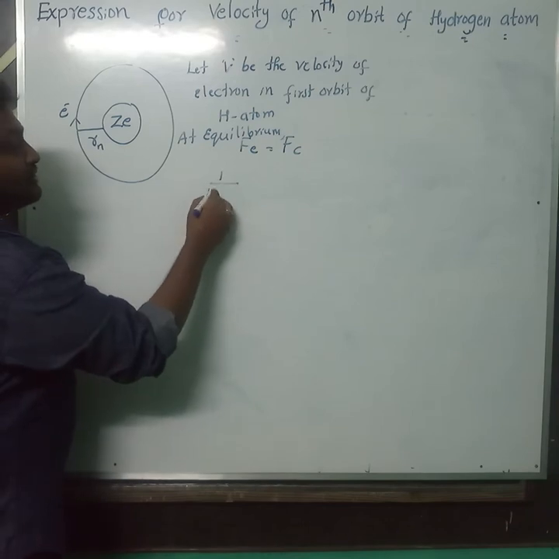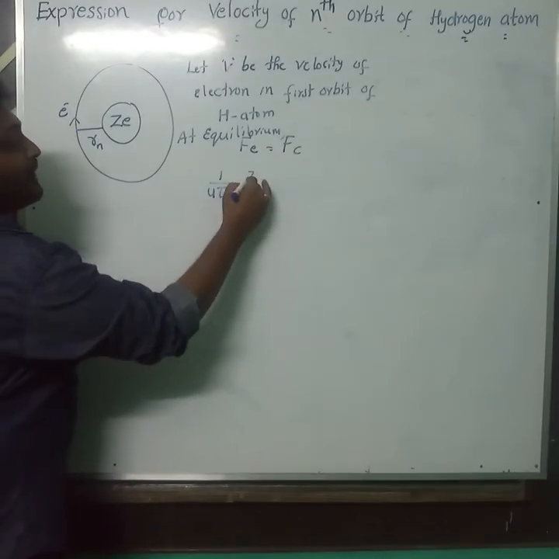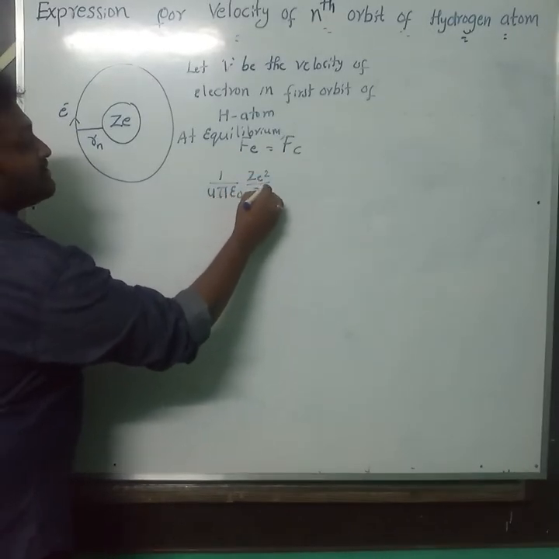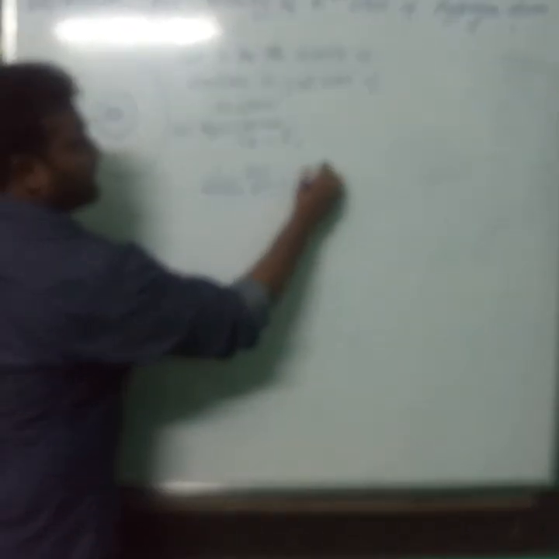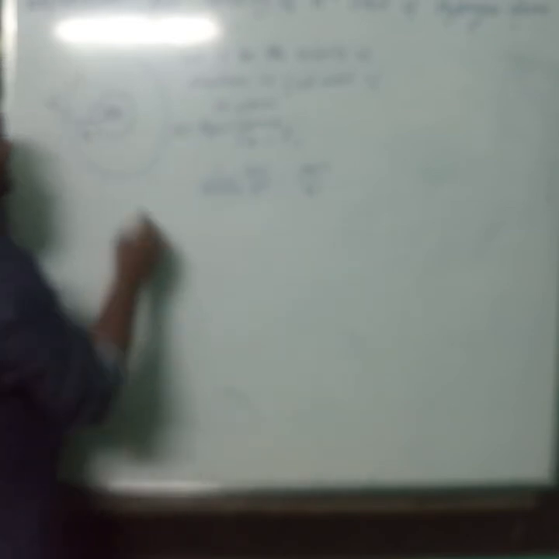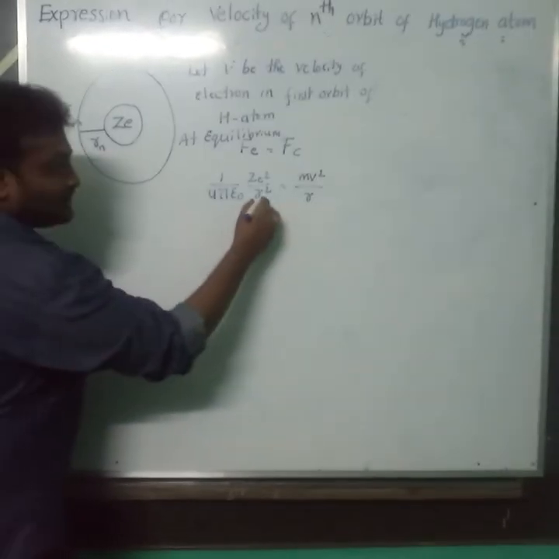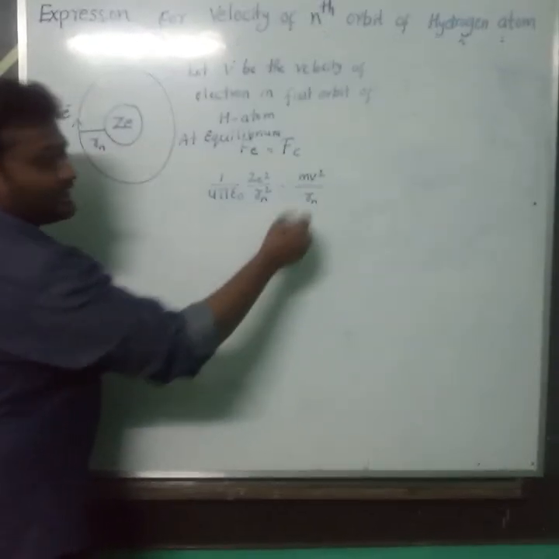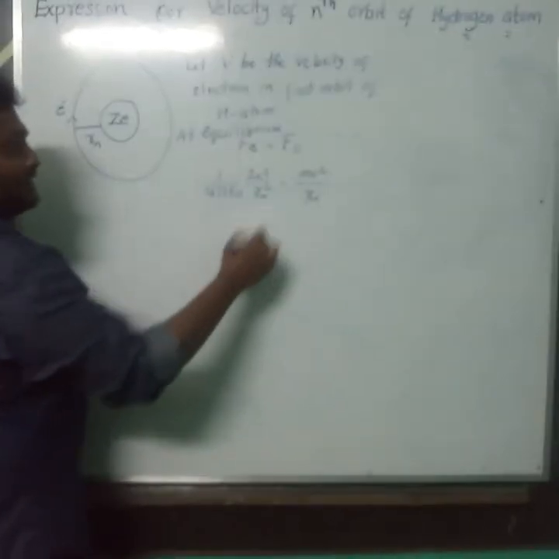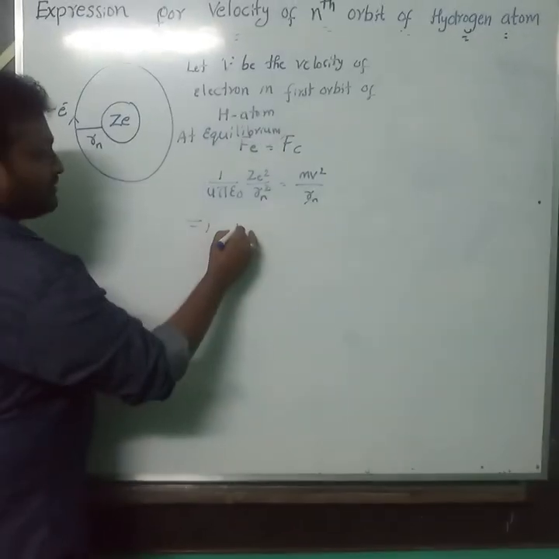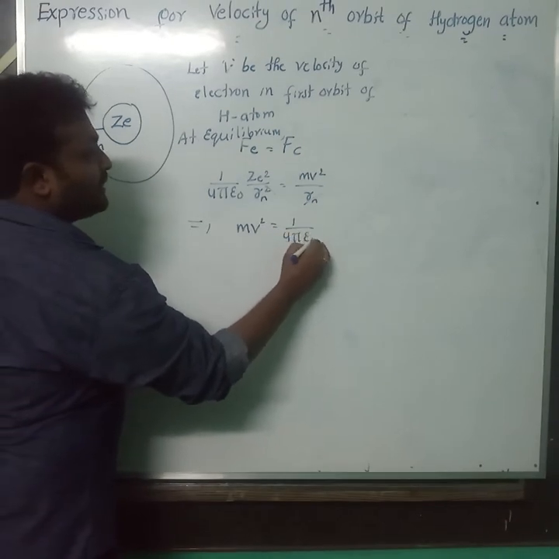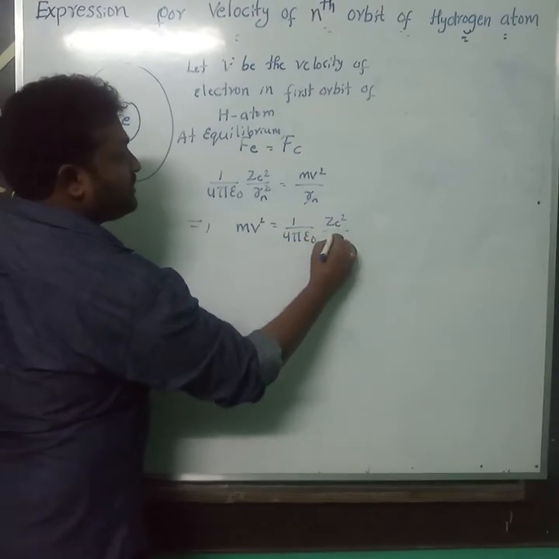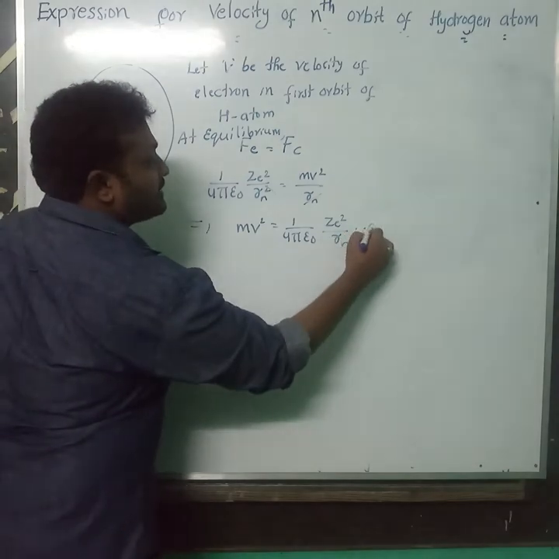What is the electrostatic force? 1 by 4 pi epsilon naught Z e square by R square. We know that this is equal to mv square by R. Here we consider Rn, so this is also Rn and this is Rn. Rn cancels. What do you get? mv square is equal to 1 by 4 pi epsilon naught Z e square by R.